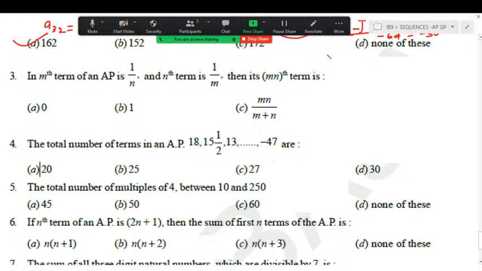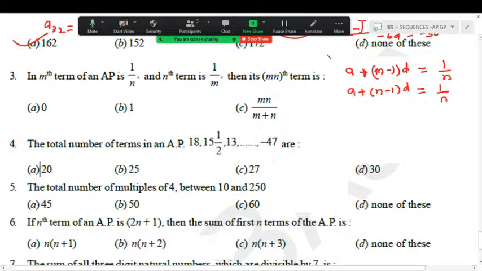What we can do here is: the mth term, that means a plus m minus 1 into d, is 1 over n. Similarly, the nth term, that means a plus n minus 1 into d, is 1 over m.